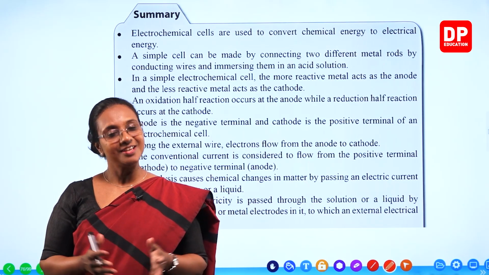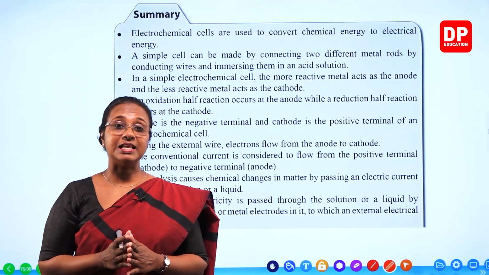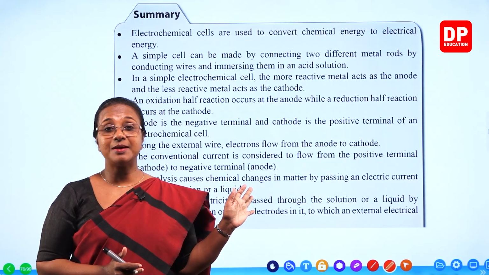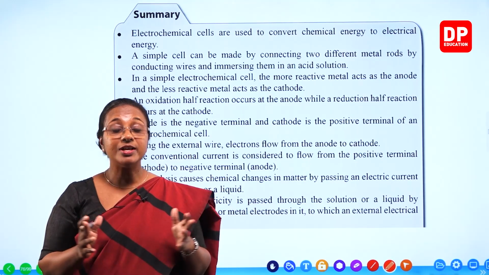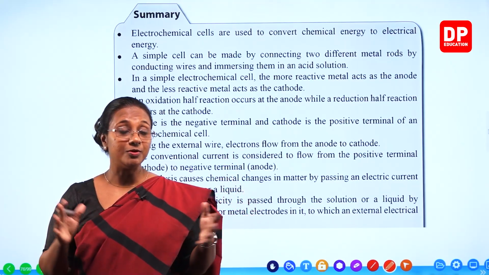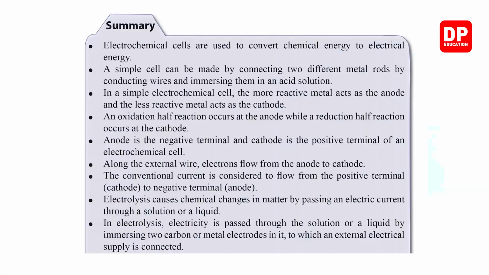Hello my dear students, welcome to today's lesson. In the previous chapter, I completed the lesson Electrochemistry, and I told you all I will discuss the summary in this chapter and then carry on with the questions given in your textbook. If we look at the summary, we will be going through all that we have discussed in the previous chapters. Under electrochemistry, the first point: electrochemical cells are used to convert chemical energy to electrical energy.